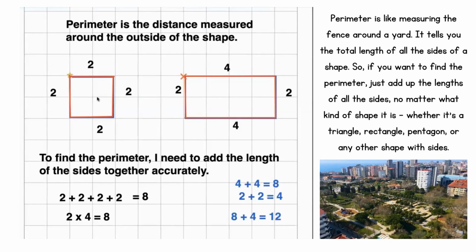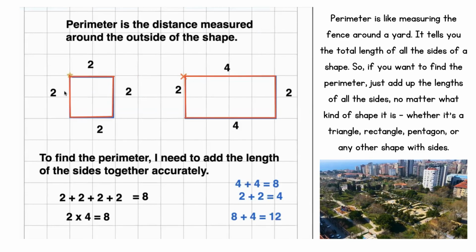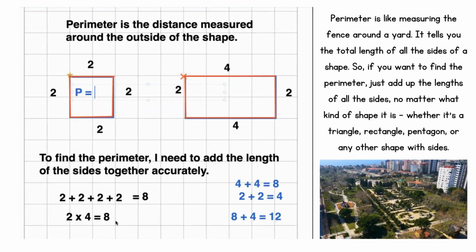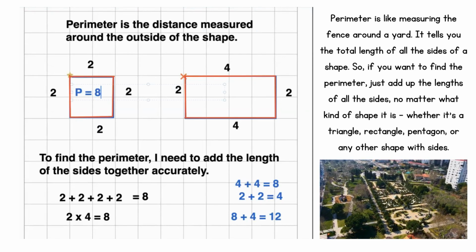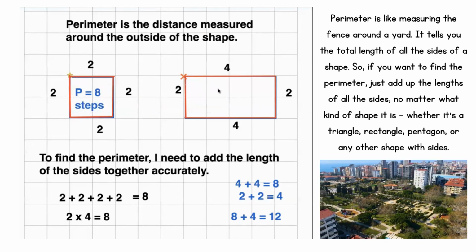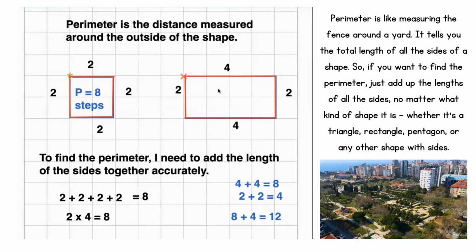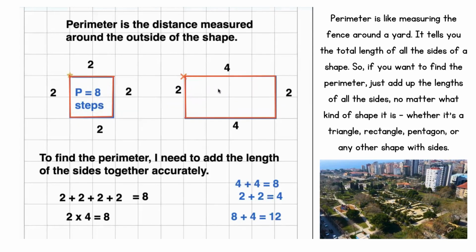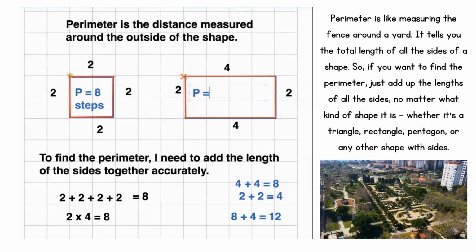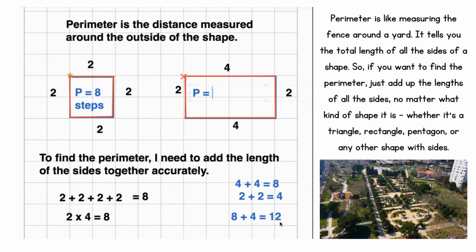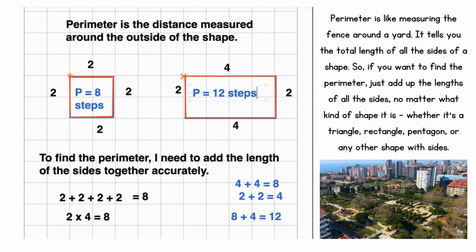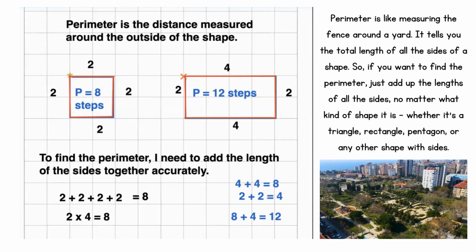Now, how do we show perimeter? Well, we sometimes shorten it to P. So we'll say P for perimeter, that in that case, it was 8 steps. But it also could be 8 meters, whatever the unit of measurement is, whatever they tell you you're measuring in: steps, squares, centimeters, inches. And this one, again, we shorten perimeter to P, and that was 12. And again, it was steps here. And that's it. That is all there is to it.